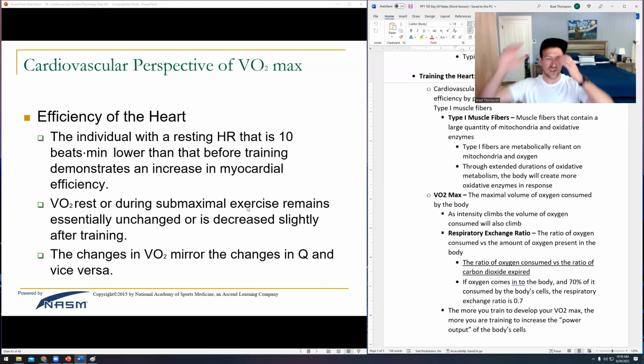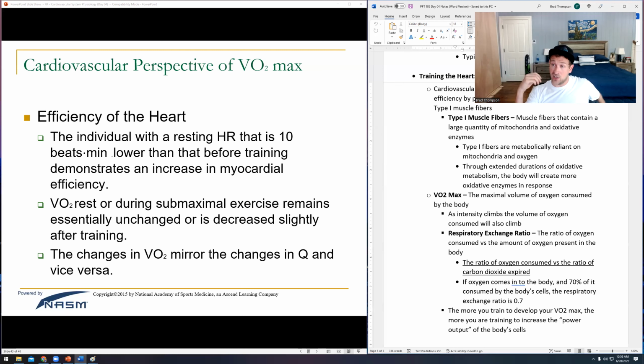So as the efficiency of the heart. So if we're looking at this, summarizing everything we talked about today, an individual with a resting heart rate that is 10 beats lower than it was before they were training tells us that they have increased the efficiency of their heart. And if their VO2 is higher, if they are consuming more oxygen, right? Let's say you were consuming, when you're at rest, 100 units of oxygen, and now you're consuming 150.